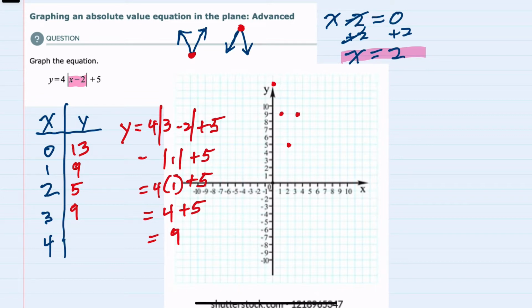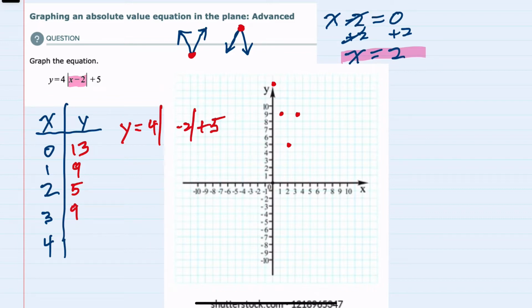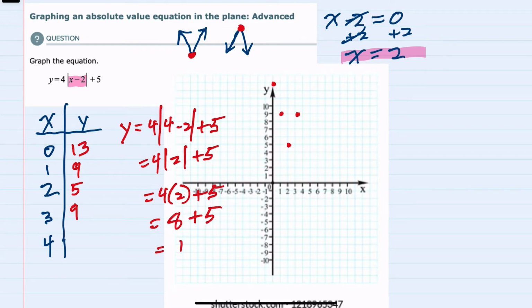However, for good measure, I'll go ahead and plug in the next x value, which is 4. Replacing x with 4, I now have the absolute value of 4 minus 2, which is 2. The absolute value of 2 is 2. Multiplication gives us 8 plus the 5, so again, 13. I now have the point 4, 13. So I move to x equals 4, y equals 13. We can see that this has symmetry here and forms this narrow V shape.